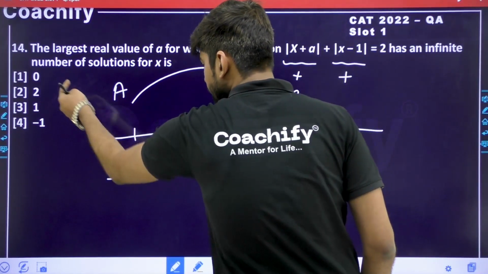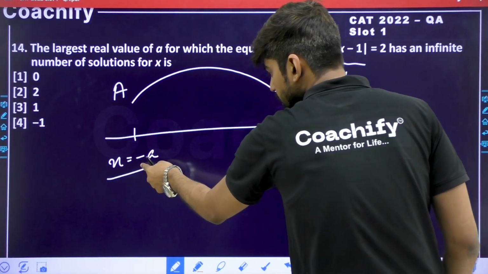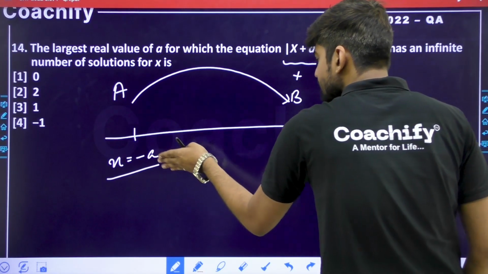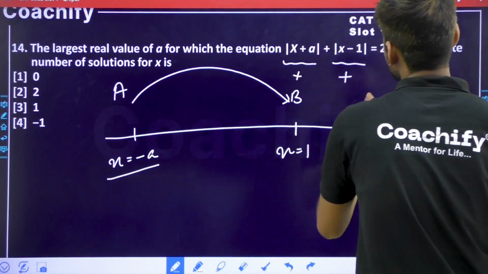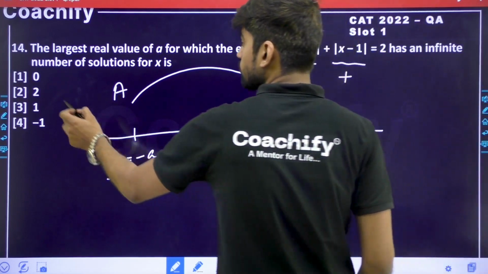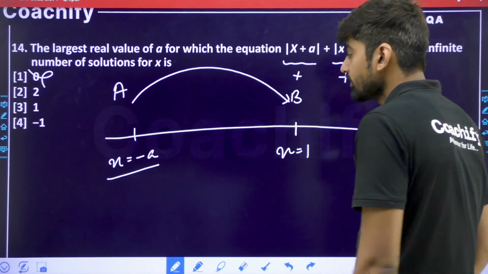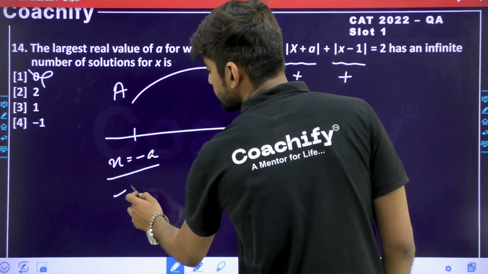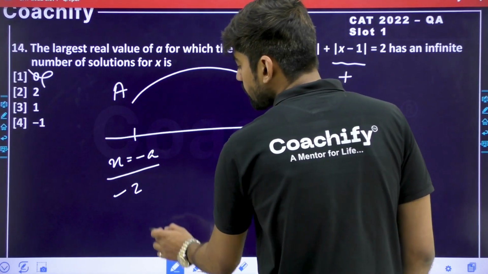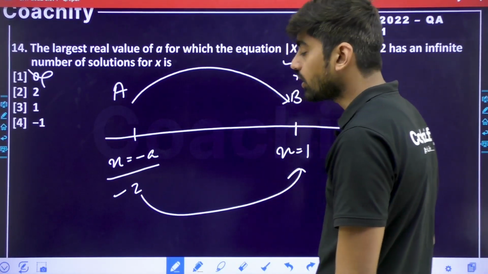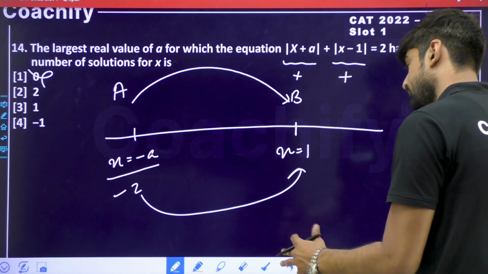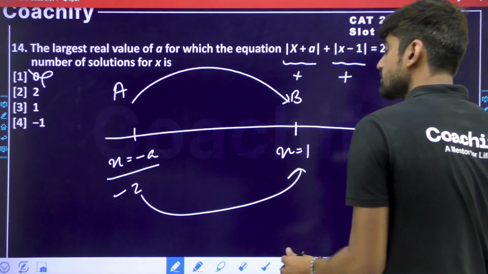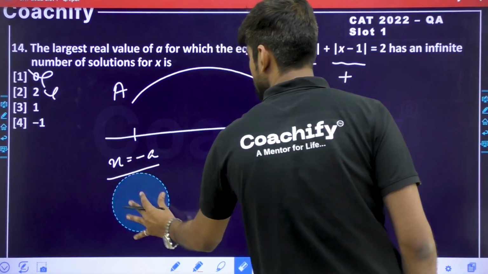If I take the value of A as 0, this point becomes x equals 0. From x equals 0 to x equals 1, the distance is coming out as 1. Is it coming out as 2? No, it's not. So this rules out this particular option. If I take the value of A as 2, this becomes minus 2. And from minus 2 to 1, this distance is coming out as 3. Is it 2? No, it's crossing 2. That means this option is also eliminated.